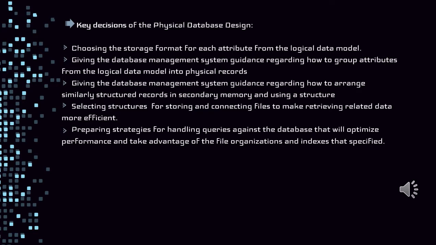C, giving the database management system guidance regarding how to arrange similarly structured records in secondary memory using a structure so that individual and groups of records can be stored, retrieved, and updated rapidly. Consideration must also be given to protecting data and recovering data if errors are found. D, selecting structures for storing and connecting files to make retrieving related data more efficient. And last, preparing strategies for handling queries against the database that will optimize performance and take advantage of the file organizations and indexes that you will have specified.